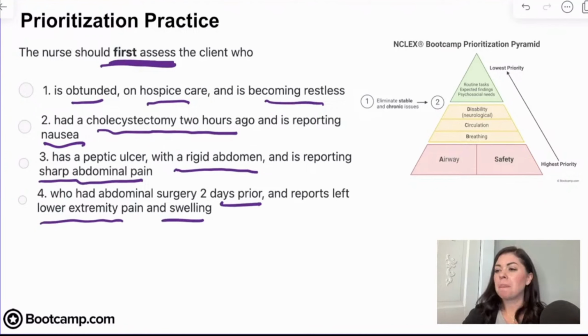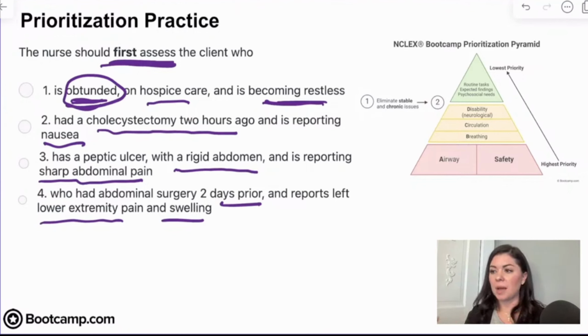So option 1 is a wonderful opportunity for us to remember a very important test-taking strategy. Don't latch on to just a keyword, okay? That is a good way to get yourself in trouble when you're doing any type of items, but especially prioritization. Because if I saw that all of a sudden a client is obtunded and becoming restless, that change in mental status could be very concerning. I might be worried about stroke. I might be worried about hypoxia.